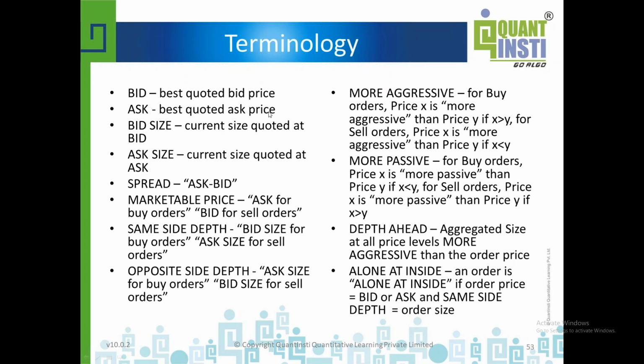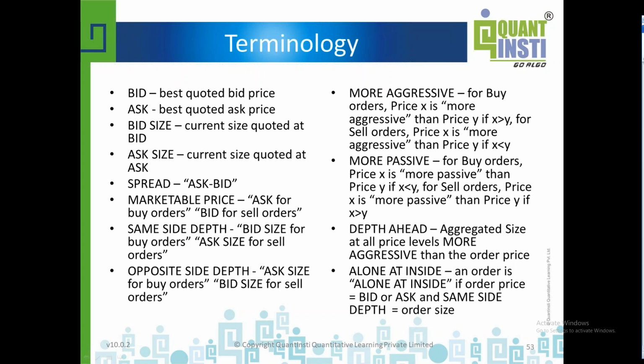So bid, you obviously know, is the best quoted bid price. Ask, similarly. Bid size is the current size quoted at bid. Ask size is the same for the ask. Spread is the bid-ask spread, right? Marketable prices: the ask for buy orders, so whatever will get immediately executed, the buy order will get immediately executed.